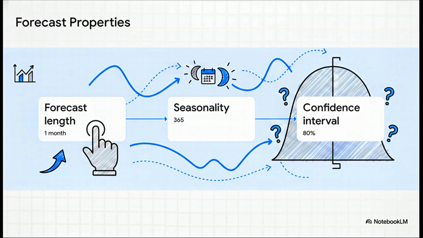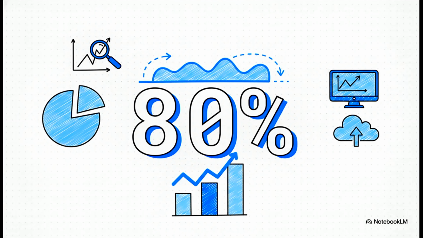Now, that last setting is really important for understanding what Power BI is telling us. We've set our confidence interval to 80%. What does that actually mean? Well, we're basically telling Power BI that we expect the real, actual sales numbers to fall inside its predicted range about 80% of the time. You can make the number higher or lower depending on how much certainty you need for your decision-making.